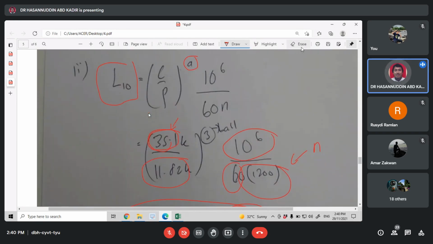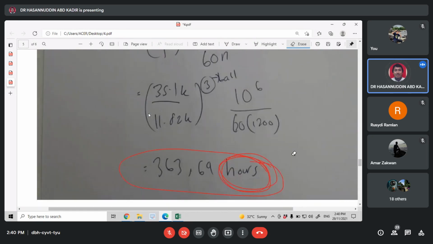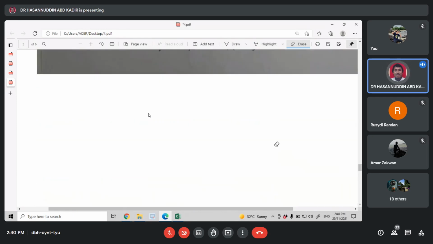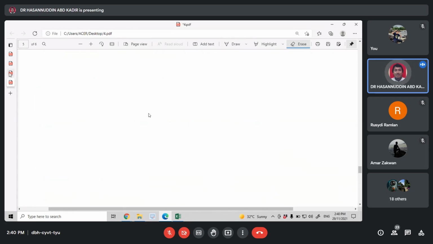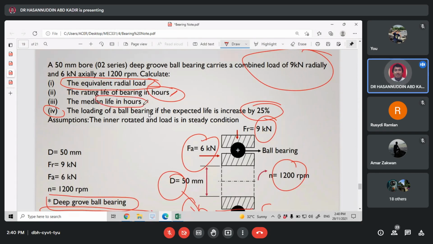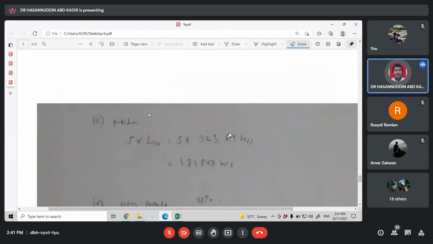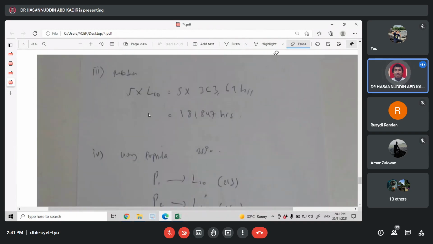Whoever does not understand yet can ask first before we proceed to the next question. Okay, no questions. So we will proceed to another one. Okay, we complete question number 2, then we go for the median life in hours. Okay, median life has its own formula, then you need to multiply by 5. So this one we call the median. From your L10 there, you multiply by 5. You can get the value here, in hours.